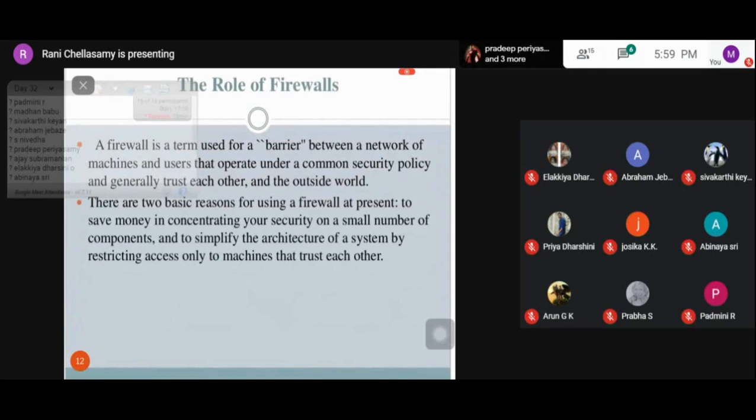There are two main reasons for using the firewall. First of all, to save money by concentrating your security on a small number of components. The next thing, to simplify the architecture of a system by restricting access only to the machines that trust each other. Those trusted users will get the information. Untrusted users will be blocked by the firewall, and the information is blocked by the firewall.